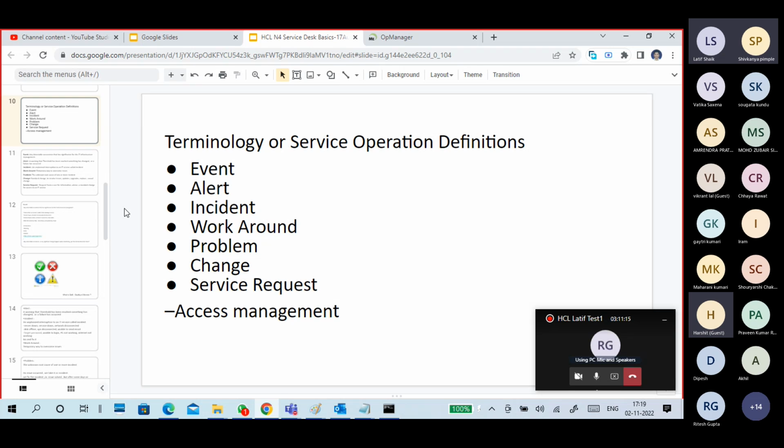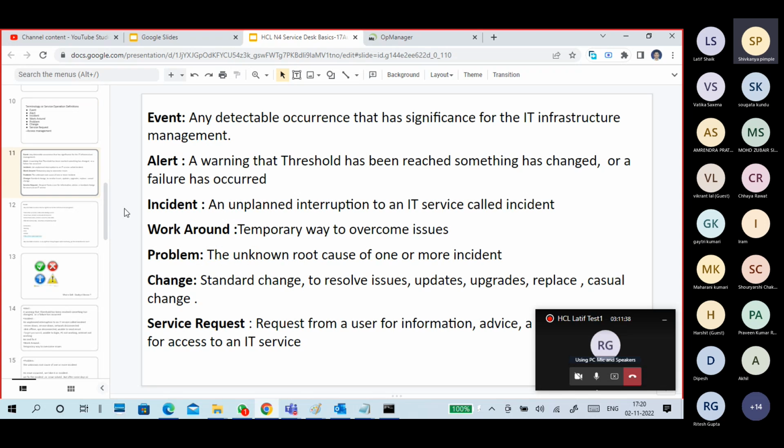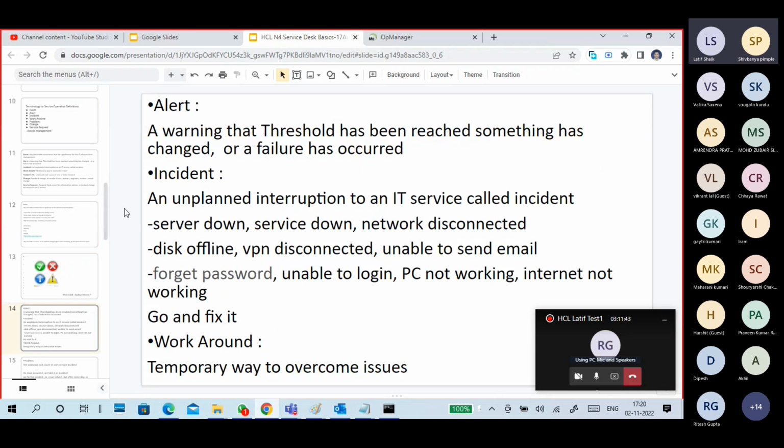In most interviews, on this particular topic: what is an incident, what is a problem, what is a change, what is a service request, what is the difference between an incident and a service request. Guys, incident means anything is down: server down, service down, network down, internet disconnected, unable to send or receive mail. These all come under incident only.